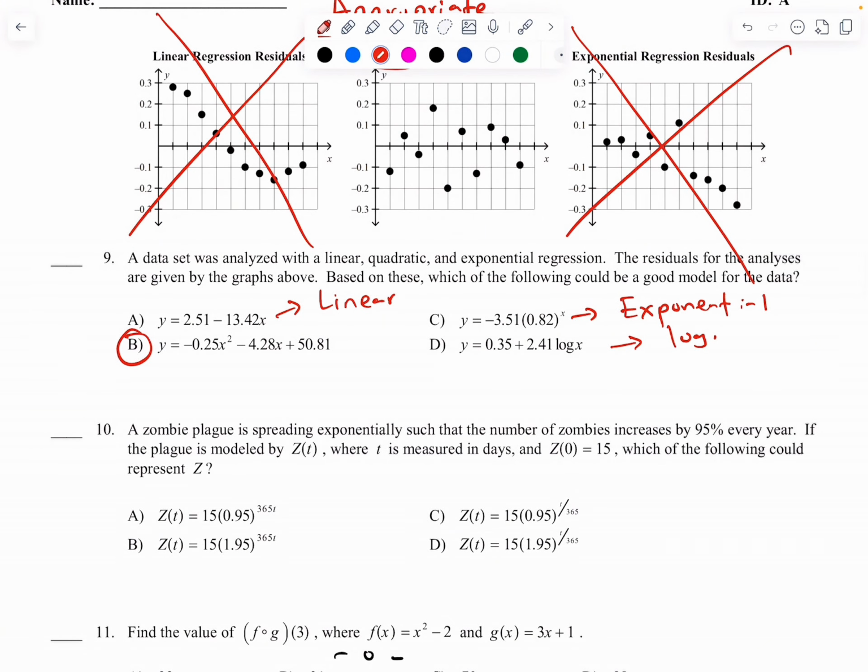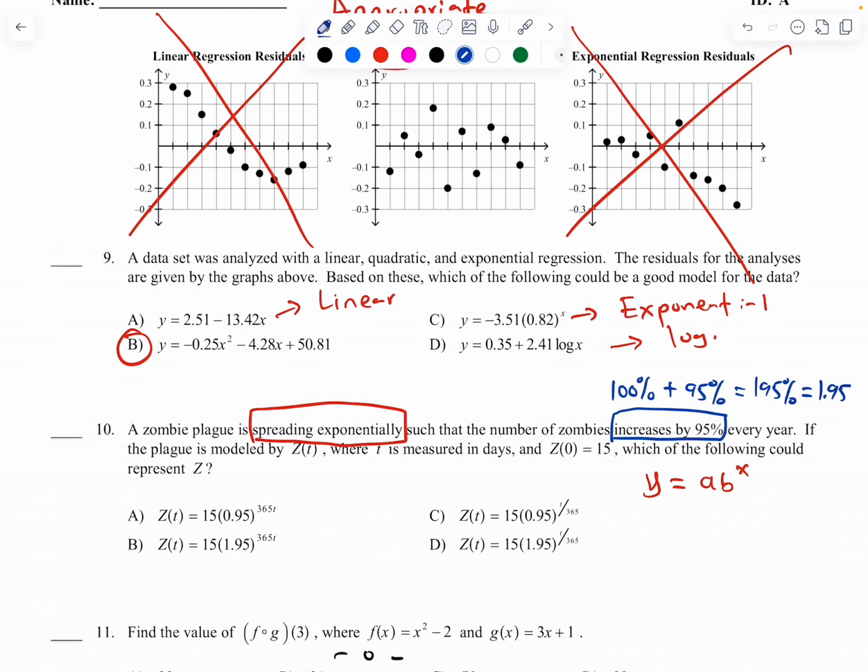Now let's move to question 10. Question 10 is saying that you have a zombie outbreak that spreads exponentially. First of all, I would love to write down my formula. The second thing I need to identify is what A is and what B is. The statement says it increases by 100%. If something increases by 100%, I have to take 100% and add it to 95%, which makes 195%. Converting that to decimal, you have 1.95. So now I know my B is 1.95.